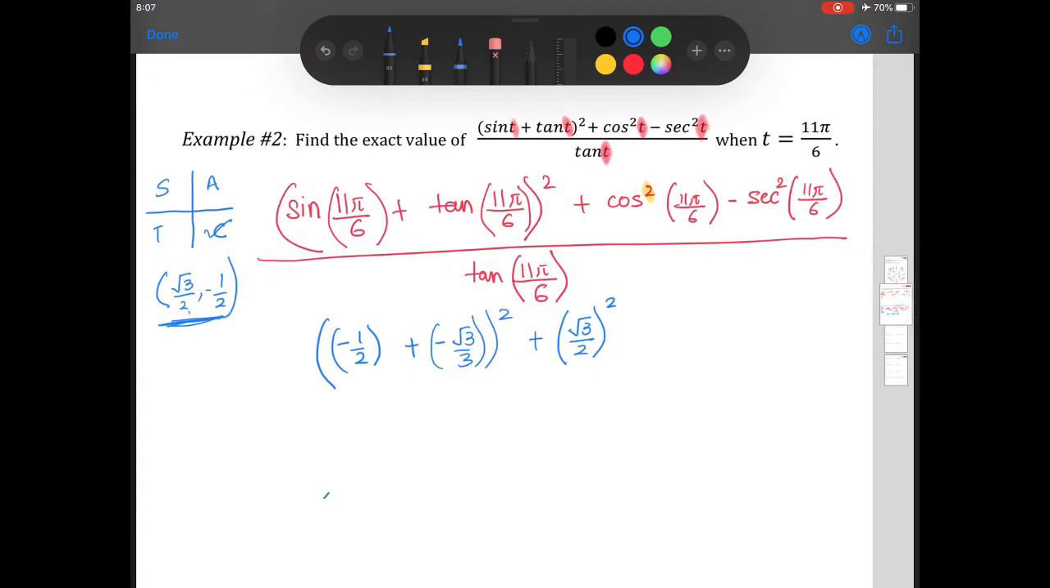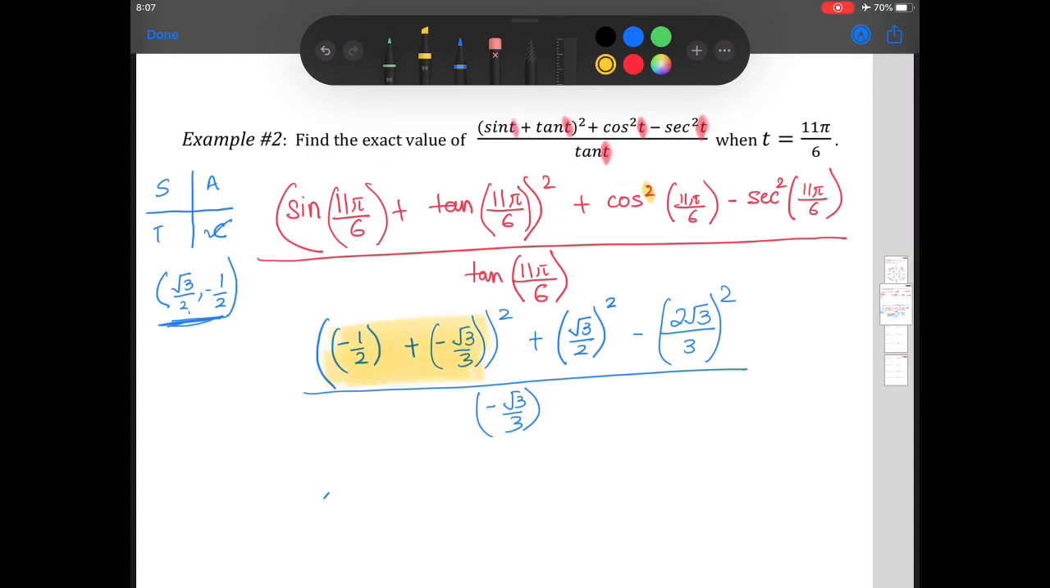And the secant is the reciprocal of cosine, so this would be 2 rad 3 over 3, right? Squared. All over negative rad 3 over 3. So now the next step is to simplify this. I'm going to actually expand this, and if I do, I get what?